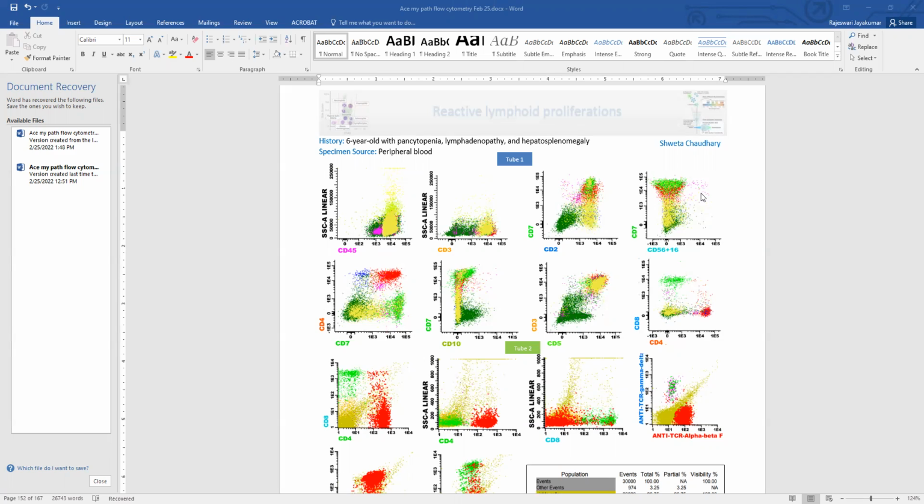They have a variable expression of CD7. Those are negative for CD56 and 16, and they are negative for both 4 and 8. So if we see here again, they are negative for CD4. They have a variable CD7, and they are positive for both CD3 and CD5, and negative for CD10. So basically they're T cells.